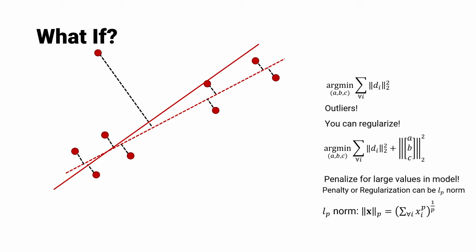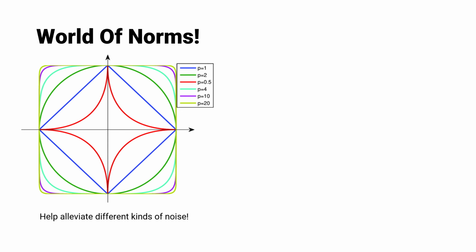An LP norm in math is defined for a vector x this way, where you take each element to the pth power, you add them up, and then you take the pth root of that. So this helps you alleviate different kinds of noise. What I'm showing you here is the unit circle, wherein in that norm, what would a distance of 1 look like? As you would expect, at p equal to 2, it looks like a circle because it's x squared plus y squared equals 1.